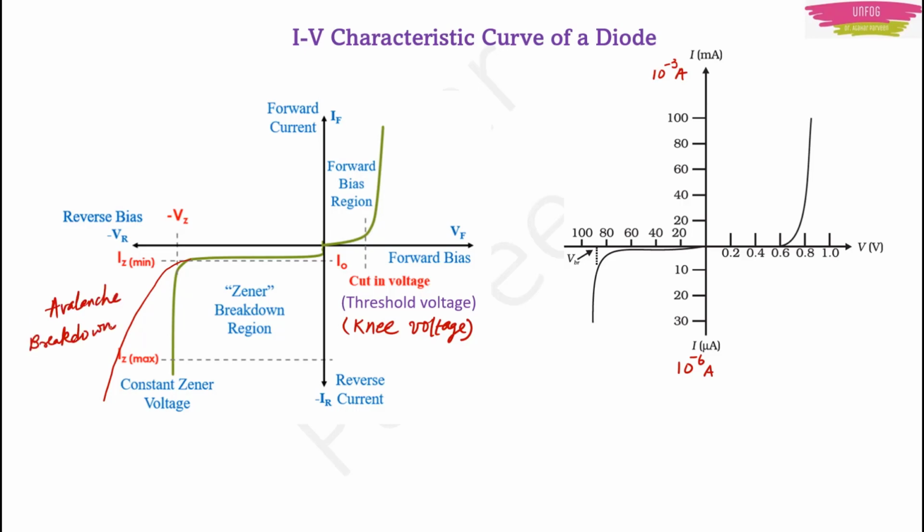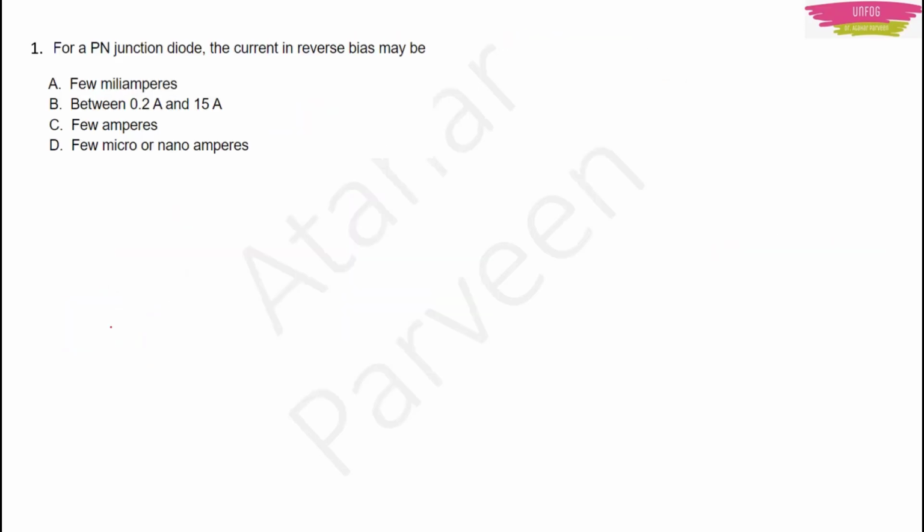So this was all about PN junction diode. Now let's see the expected questions. For a PN junction diode, the current in reverse bias may be... See, in reverse bias, I told you, right? In reverse bias, the current is in microamperes, whereas in forward bias, the current is in milliamperes. So option D will be the right answer.